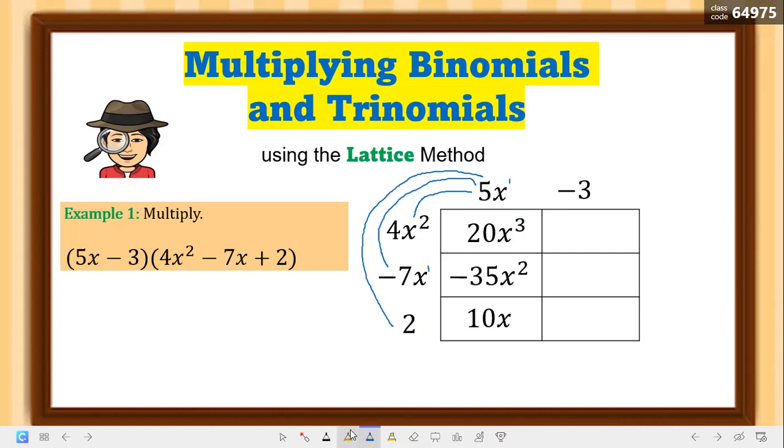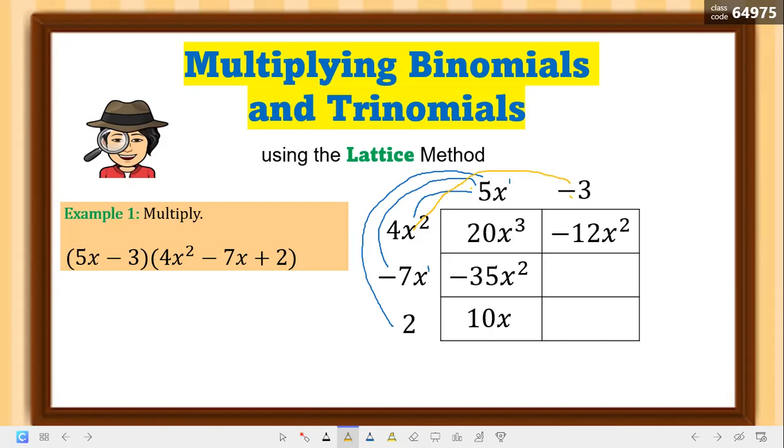O, dito tayo sa second term. Gamit ako, di ba, yung kulay? Negative 3 times 4x squared. Negative 12x squared. Okay, very good. Since wala namang x to si negative 3, wala kang i-add dito, kaya copy mo lang yung x squared. Then we have this.